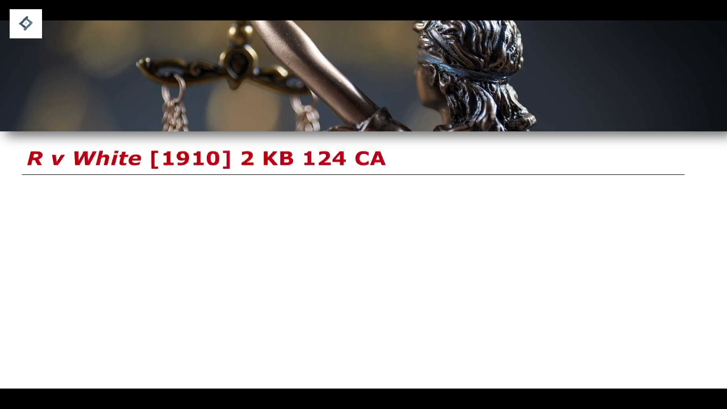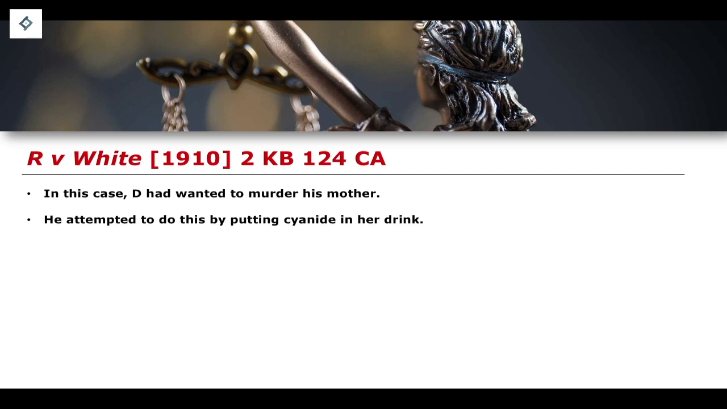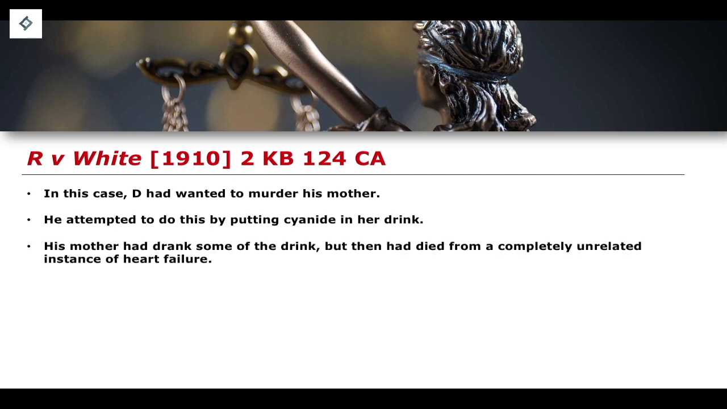And the very famous case that we can look to is from 1910, the case of R v White. This shows us how causation is applied in law. It's an incredibly interesting set of facts. Ultimately, in this case, the defendant wanted to murder his mother, and he attempted to do so by putting cyanide in her drink. His mother drank some of the drink, but then died from a completely unrelated instance of heart failure. You can't make it up.